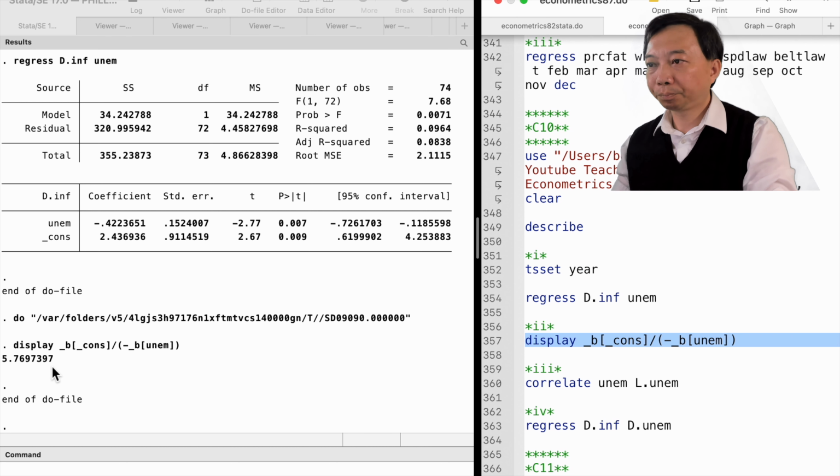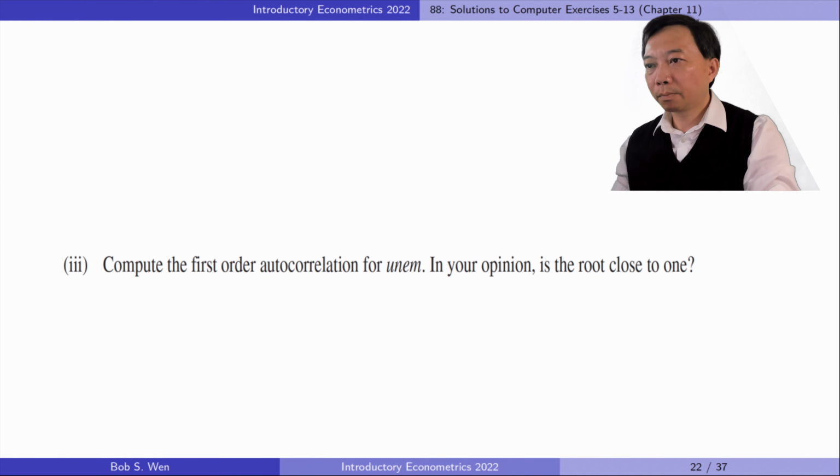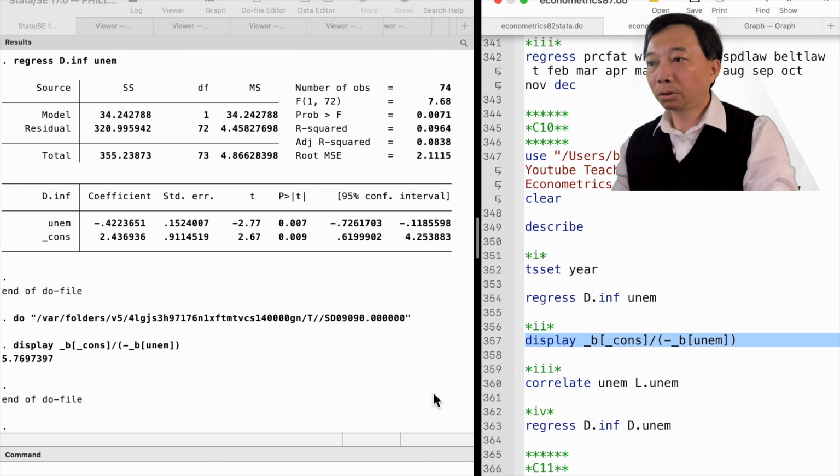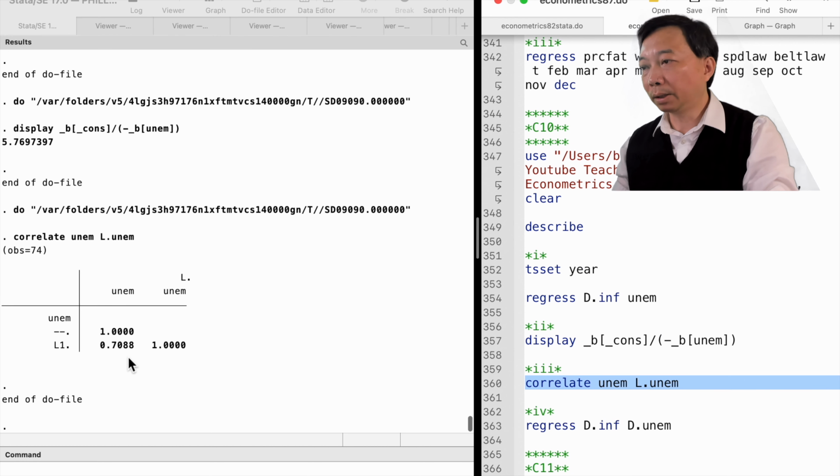5.48. In Part 3, compute the first-order autocorrelation for unemployment. In your opinion, is the root close to 1? The first-order autocorrelation is 0.71. It's not close to 1.